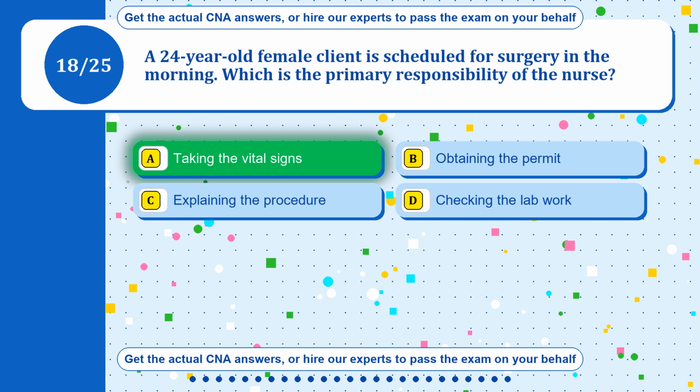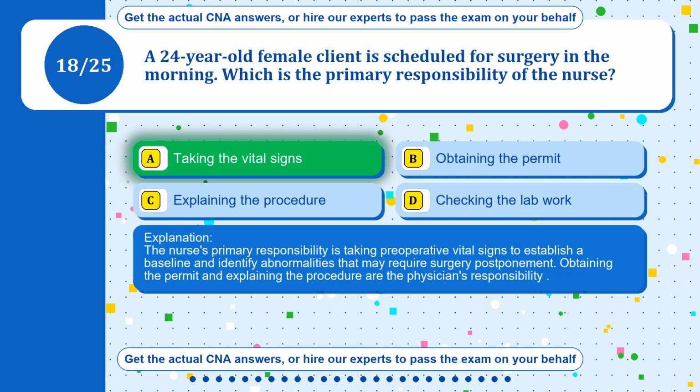Taking the vital signs. The nurse's primary responsibility is taking preoperative vital signs to establish a baseline and identify abnormalities that may require surgery postponement. Obtaining the permit and explaining the procedure are the physician's responsibility.